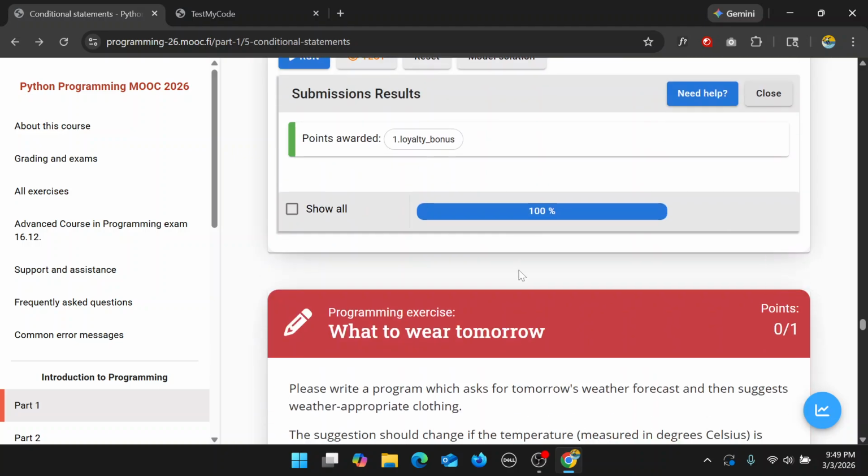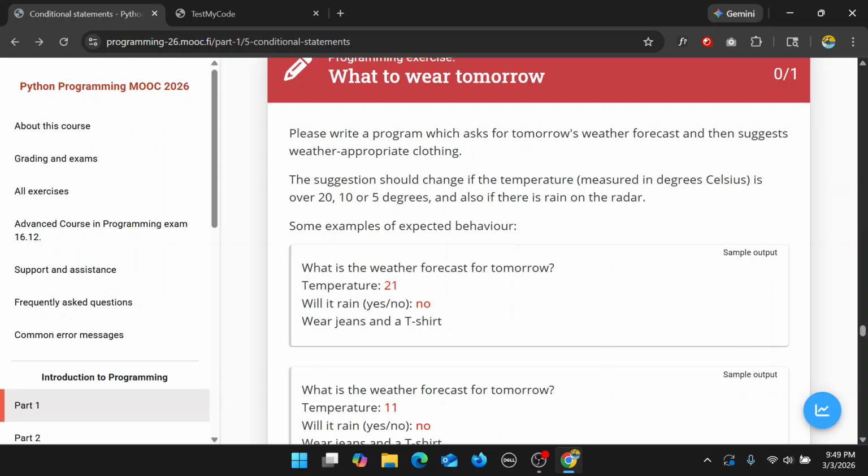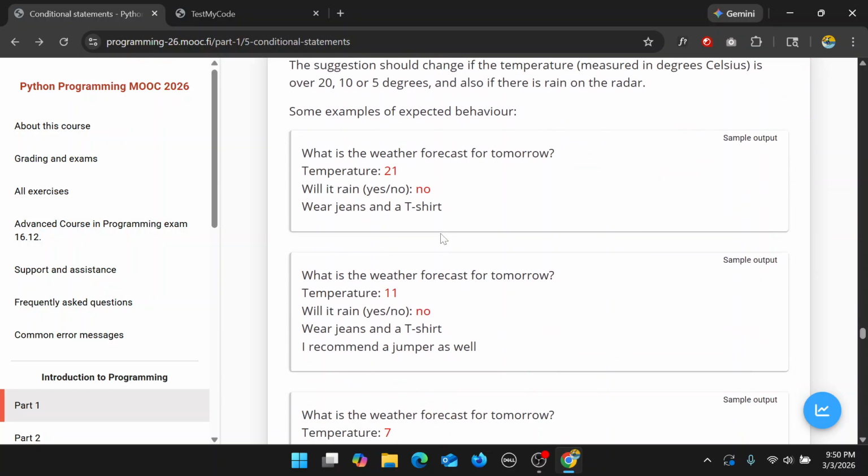So yeah. Okay, here we have another exercise called What to Wear Tomorrow. And we're instructed to please write a program which asks for tomorrow's weather forecast and then suggests weather appropriate clothing. The suggestion should change if the temperature measured in degrees Celsius is over 20, 10, or 5 degrees, and also if there is rain on the radar. Some examples of expected behavior.